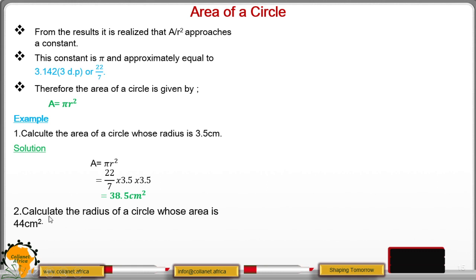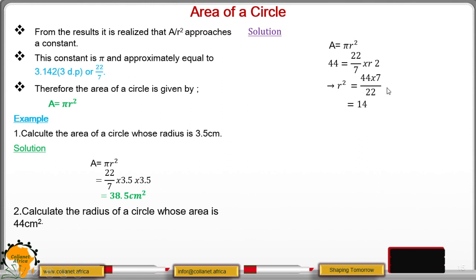So example number 2, calculate the radius of a circle whose area is 44 square centimeter. We proceed as follows. First of all, we have to write the area formula. We always start with the formula. Now we have been given the area, we substitute. We need now to get the radius. This should be r squared. So for us to get r squared, you multiply by the reciprocal of this. In fact, we want to eliminate this term on this side. So we multiply by 7, then we divide by 22.